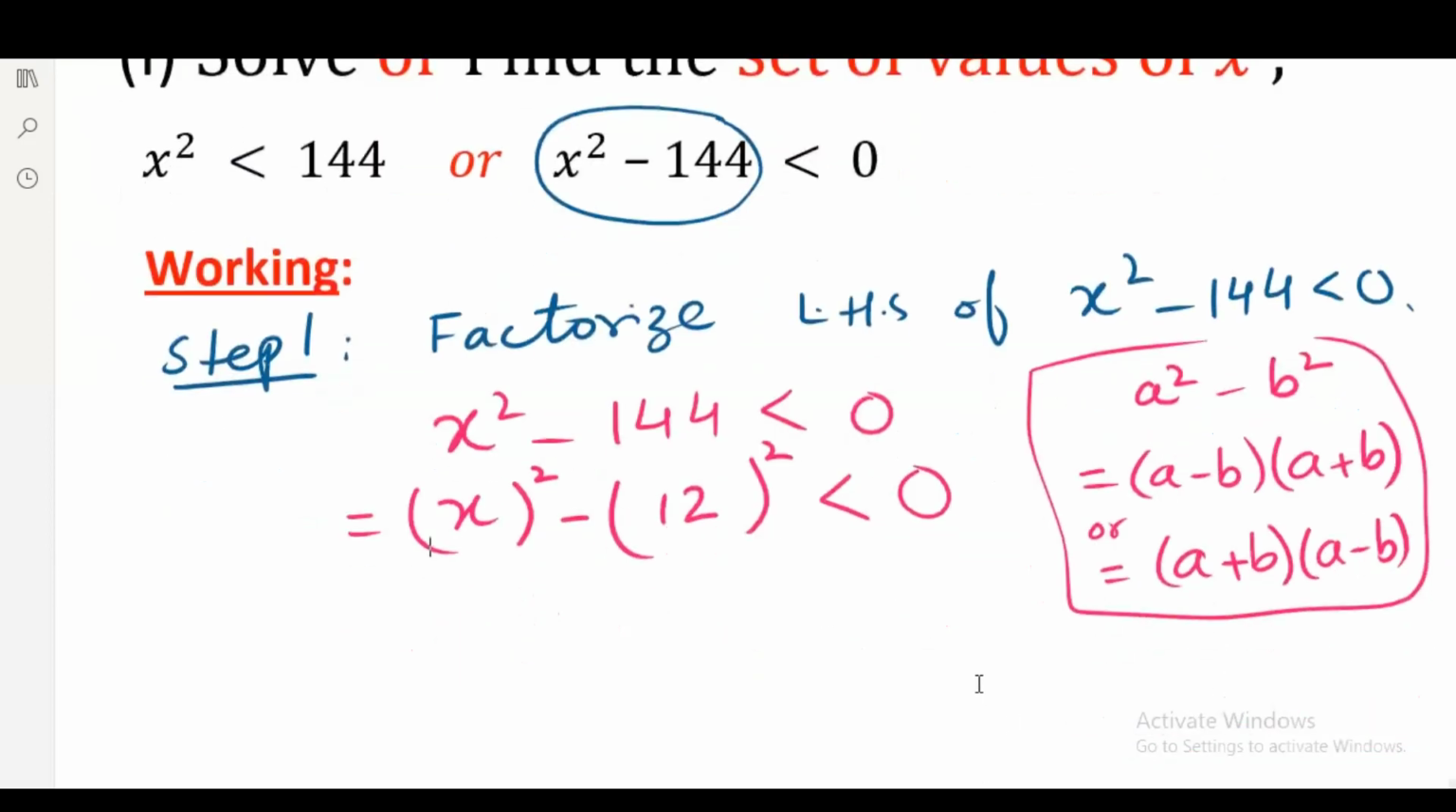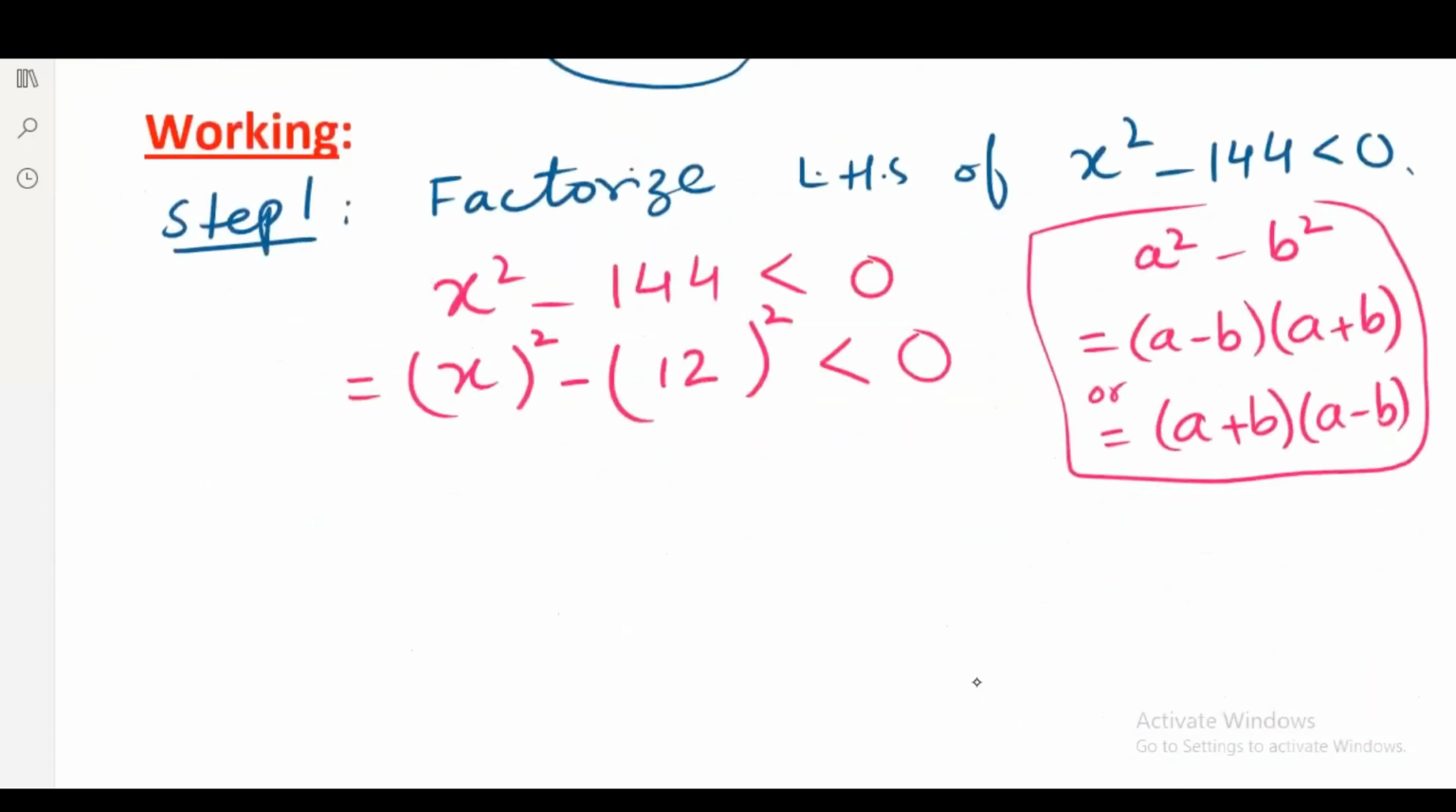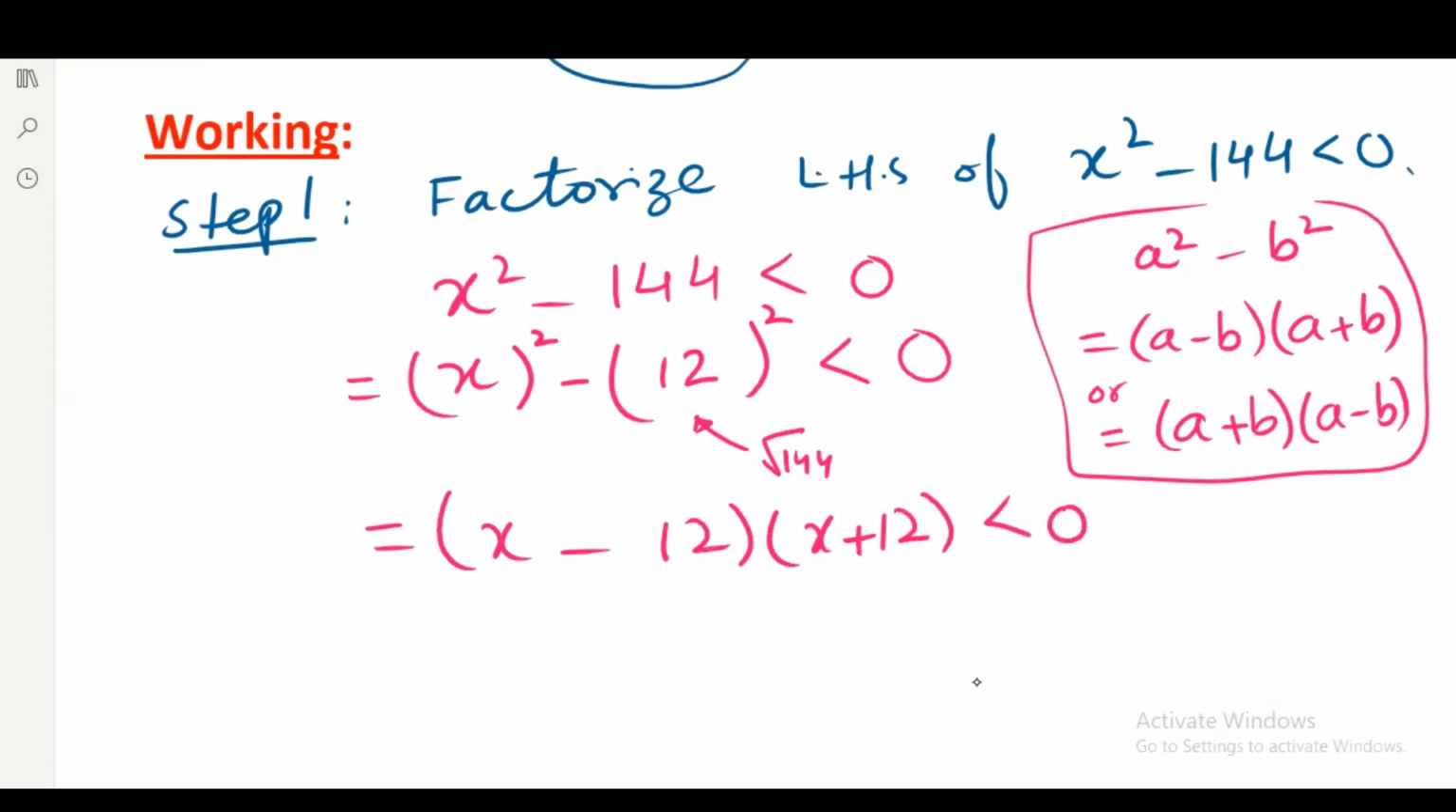And how do we find this perfect square? Find the square root of 144. The square root of 144 is 12. So when you expand 12 squared, it will be 144. Now apply the identity, and we get x minus 12 into x plus 12 less than 0. So this is step number 1.